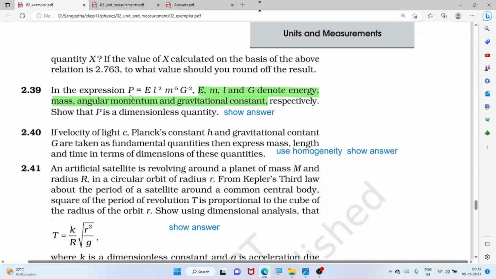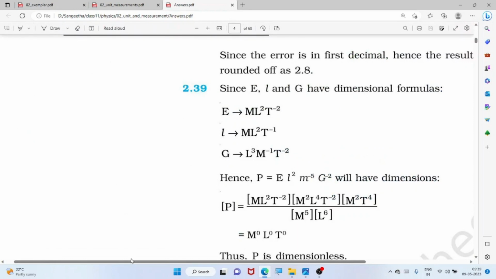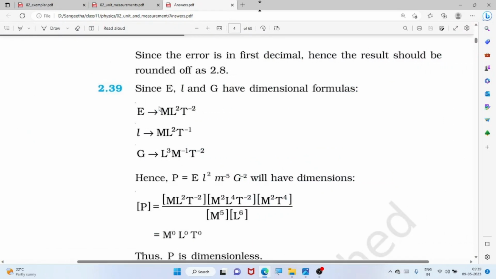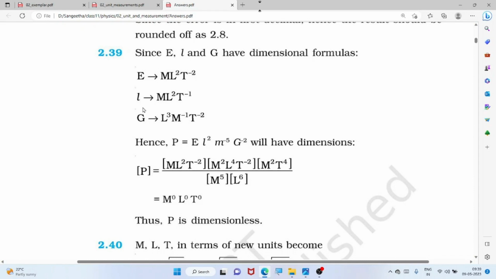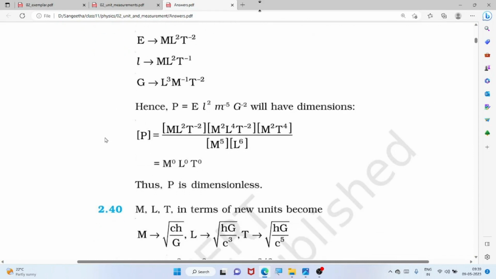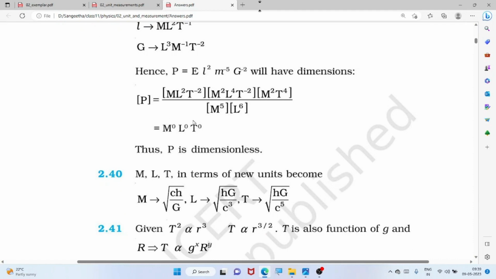The expression is given, where E, m, L and G denote energy, mass, angular momentum and the gravitational constant respectively. Show that P is a dimensionless quantity. 39. Okay, E, gravitational constant. So finally we have no dimension, so P is dimensionless.